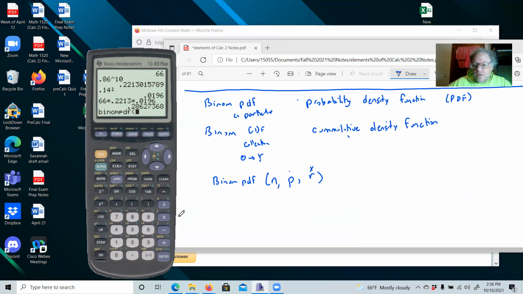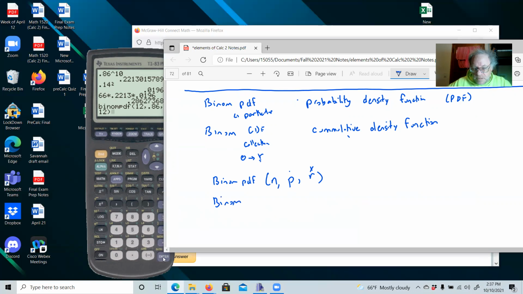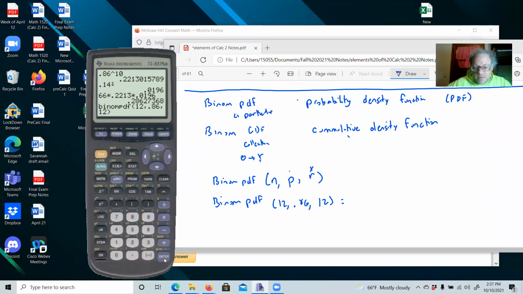So binomial PDF. We have 12 airplanes, 12 flights. We have a probability of 86% that they're going to be on time, and we are interested in all of them being on time. So my particular value here is 12. We'll just write that down. Binomial PDF of 12, 0.86, 12, all of them. What do we end up with? We end up with 0.16367.